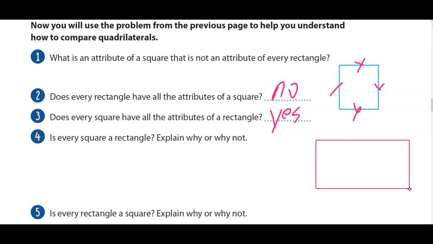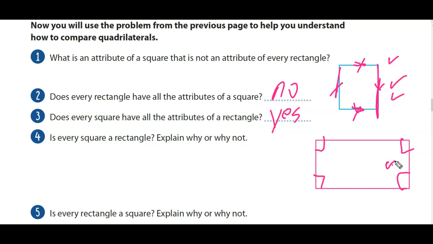does it have four sides? Yes, it does, just like a square does. Does it have four right angles? Yes, it does, just like a square does. Are opposite sides the same length? Yes, just like a rectangle does. Are opposite sides parallel? Yes, it does. This side is parallel to this side, just like a rectangle is.